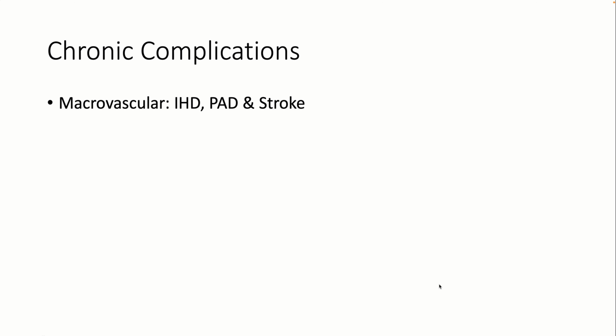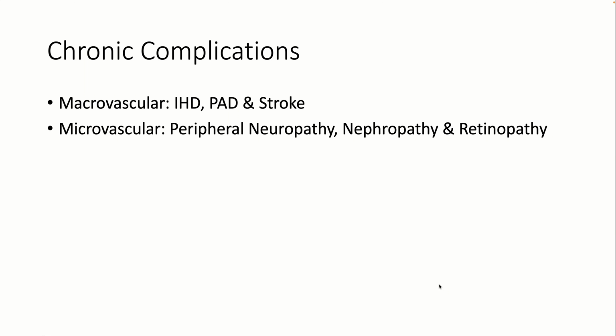Right, so the first slide will be a refresher and it will be something not new to you. So you think about macrovascular, you'll remember the three major complications would be ischemic heart disease, peripheral arterial disease, as well as strokes. The microvascular complications you look for and screen in all patients, and this would be then peripheral neuropathy, nephropathy, and retinopathy.